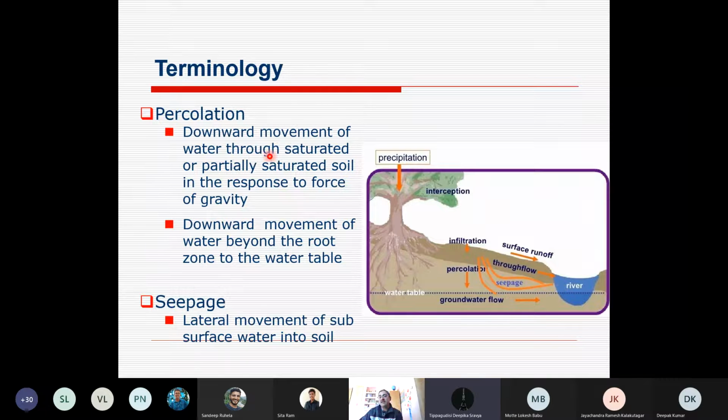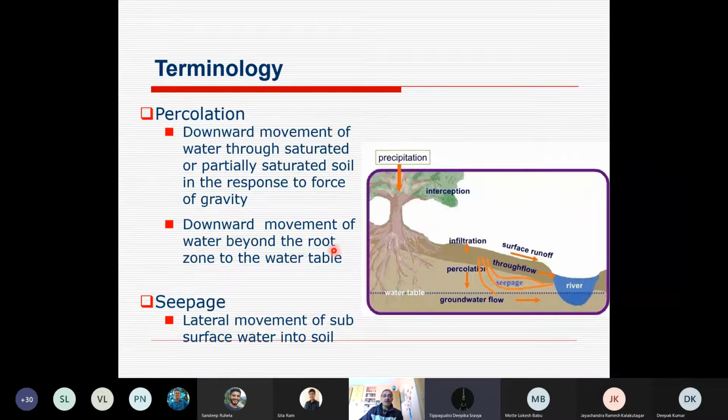So the term percolation is basically the downward movement of water through saturated or partially saturated soil in response to the force of gravity, or a gravitational flow of water under saturated or sometimes unsaturated conditions. Just like infiltration, once water enters the soil, it is not governed directly by the condition of the soil exactly, because in a dry soil water moves fast under the influence of gravity, as well as because of capillary action there. So there is a percolation condition.